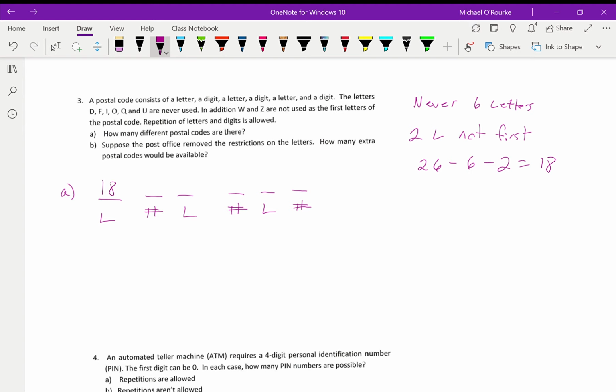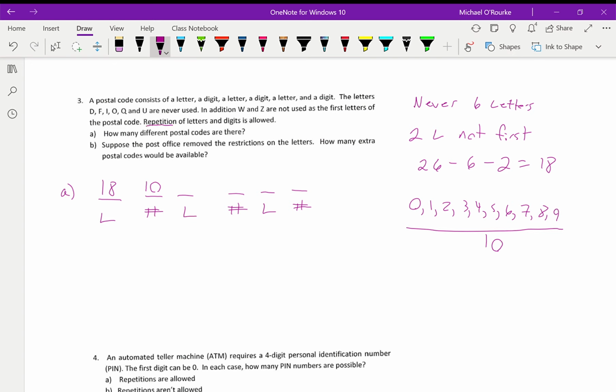Now, numbers, we have 0, 1, 2, 3, 4, 5, 6, 7, 8, and 9. So that means we have 10 numbers we can use. So 10 can go there. Now, it does say repetition is allowed.